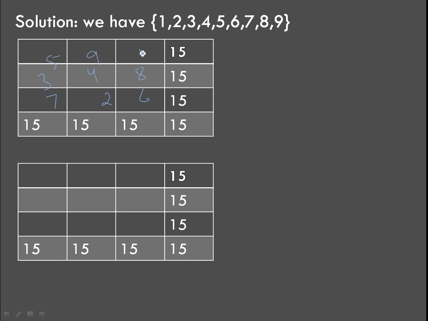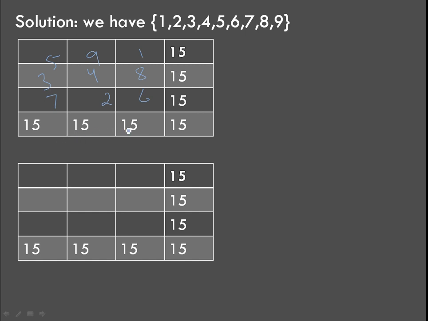5 plus 9 plus 1 is 15. It's okay. 3 plus 4 plus 8 is also 15, and 7 plus 2 plus 6 is also 15. Now 7 plus 3 plus 5 is 15, 9 plus 4 plus 2 is 15, 1 plus 8 plus 6 is also 15. Now the diagonal entries: 5 plus 4 plus 6 is 15. Now this is the correct solution for the problem.